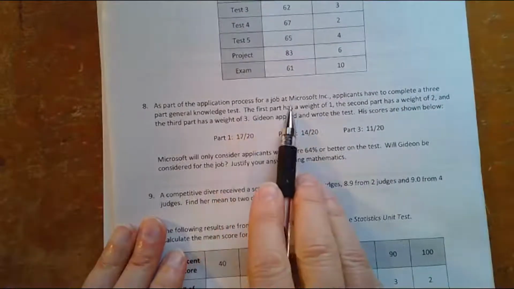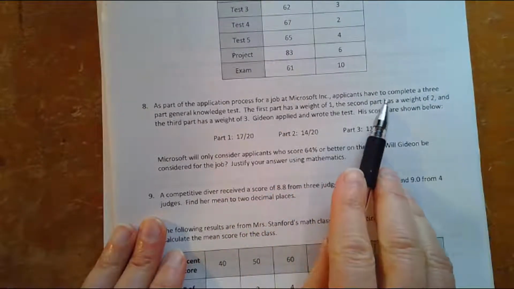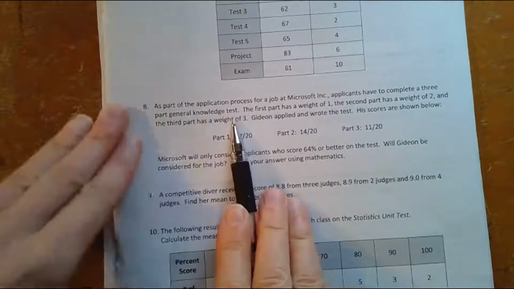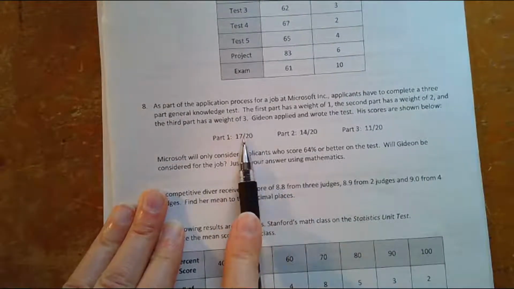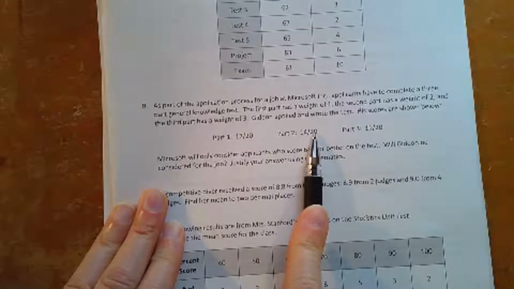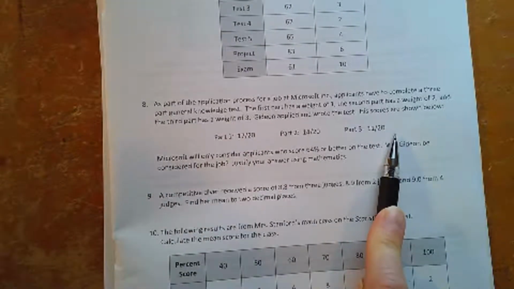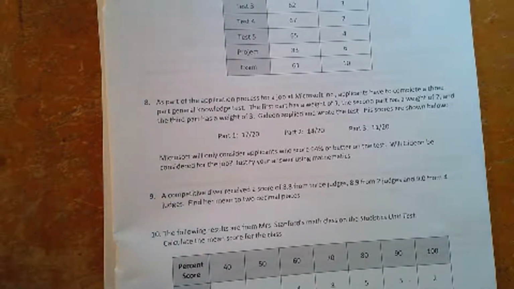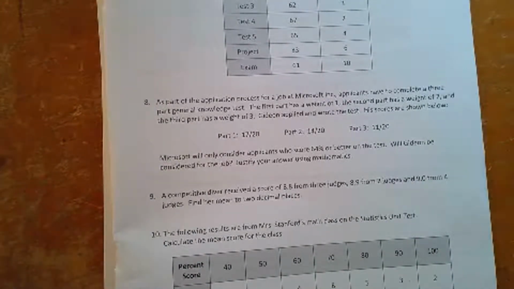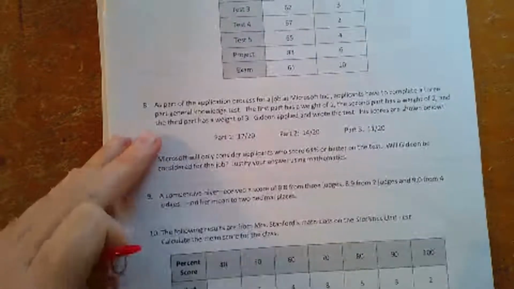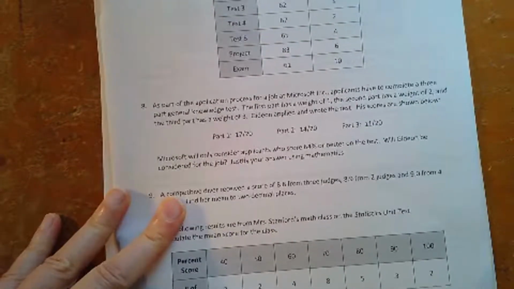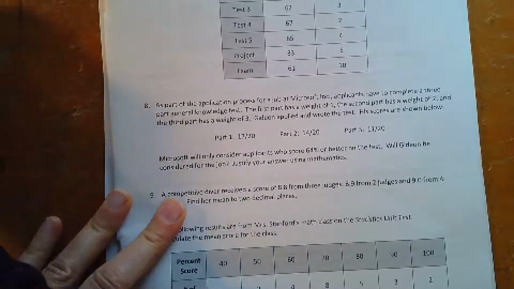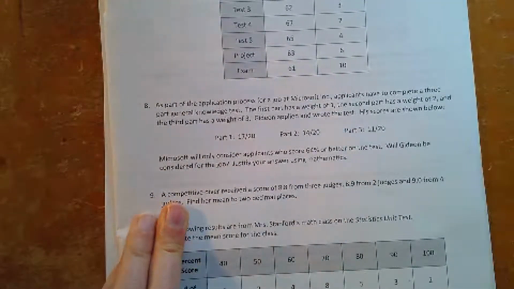So number 8 states that as part of the application process at Microsoft, applicants have to complete a 3-part general knowledge test. The first part has a weight of 1, the second part a weight of 2, and the third part a weight of 3. Okay, that's easy to remember, right? And then it says, Gideon applied and wrote the test. His scores are shown below. They'll only consider applicants who score 64 or better. Will he be accepted for the job? Judge your answer using math. Well, they have given us a percentage.